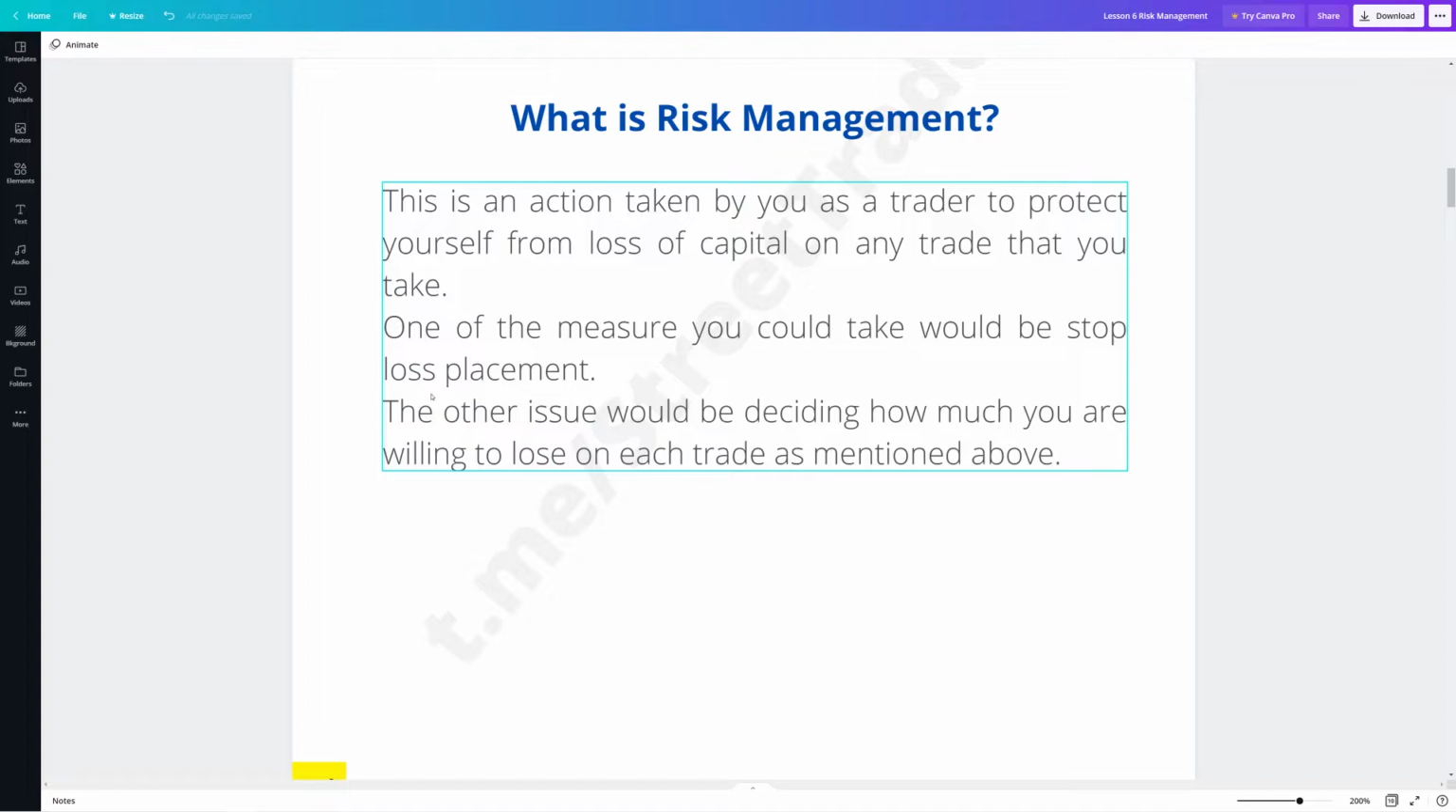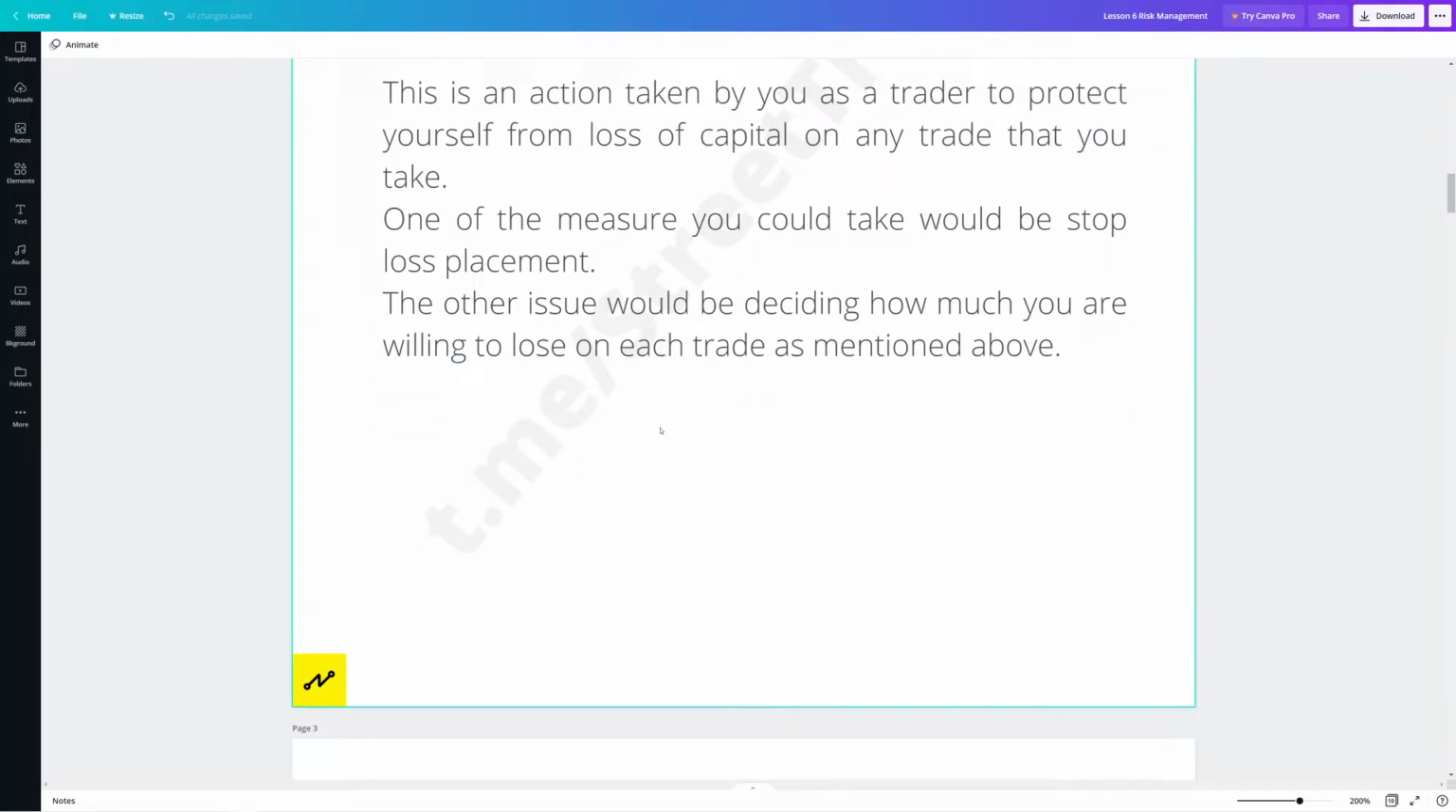So yeah, the other issue would be deciding how much you are willing to lose on each trade, as mentioned above, right? You have to know how much you're willing to lose, and it doesn't really have to be in monetary basis. It has to be in percentage base, because let's say you're willing to lose 5% on your $1,000 account, which will be around $50 each, right?